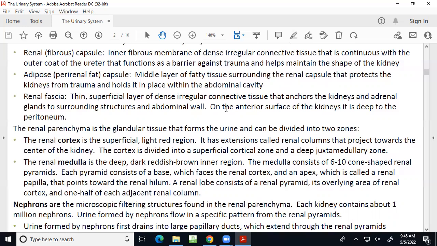Fat can cushion very well, and that's what this layer does. And then surrounding that is the layer of renal fascia, which is a thin superficial layer of dense irregular connective tissue, anchoring the kidneys and those adrenal glands to surrounding structures on the abdominal wall. On the anterior surface of the kidneys, it is deep to the peritoneum.